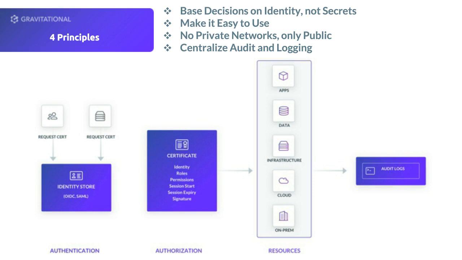So the first and probably the most important principle, which is why it's the first, is to base decisions on identity and not secrets. Another way to say that is to grant access based on who and not the what. And there's good reason for this, right? I see secrets as having two major issues.